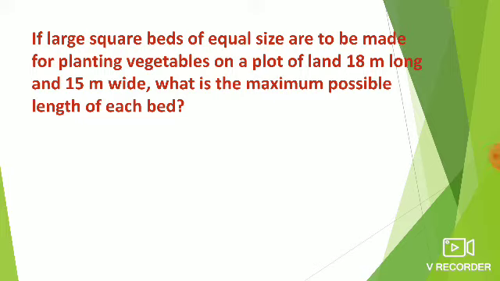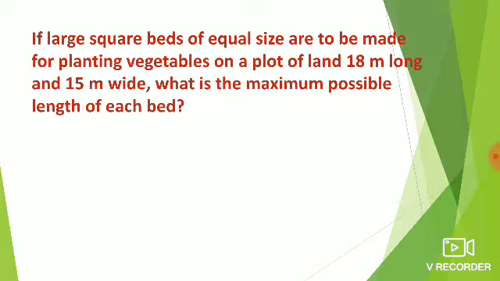Class 6, lesson number 9, HCF and LCM, practice set 24, word problems. If large square beds of equal size are to be made for planting vegetables on a plot of land 18 meter long and 15 meter wide, what is the maximum possible length of each bed?